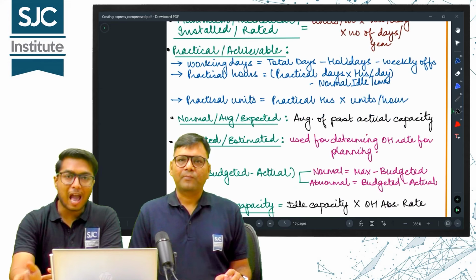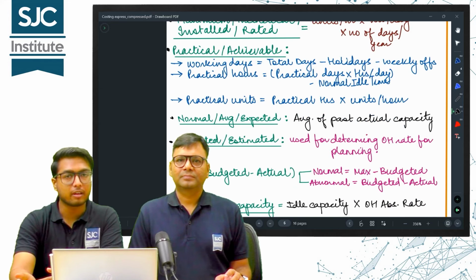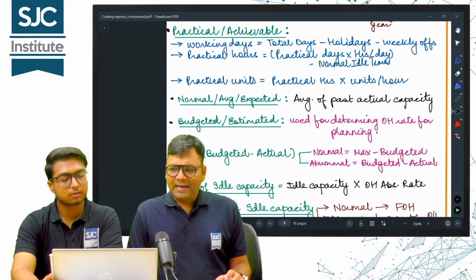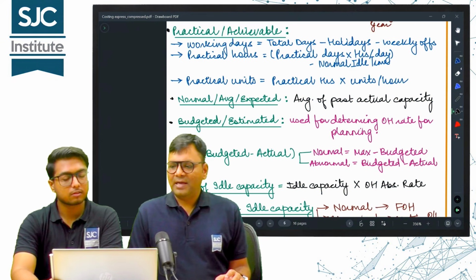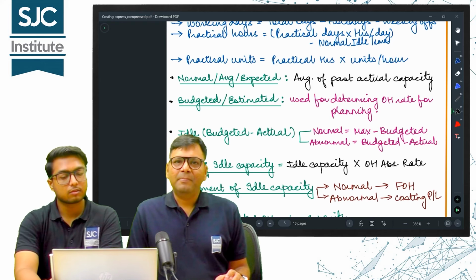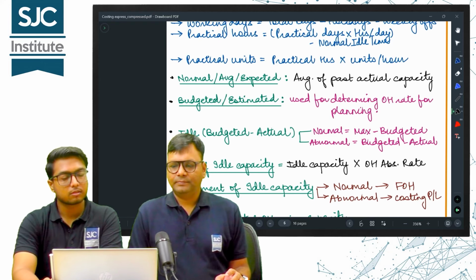Then normal, average or expected capacity, which is the average of past actual capacity. Then there is budgeted or estimated capacity, which is used for determining overhead rate for planning. It can be any of maximum, practical or normal capacity.